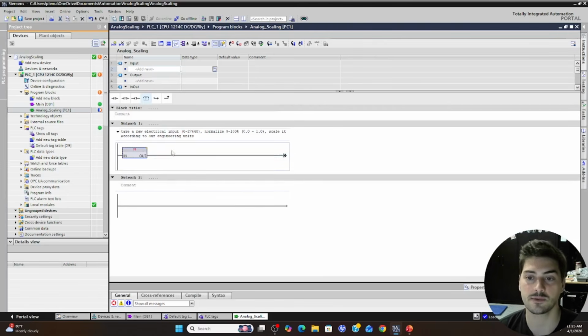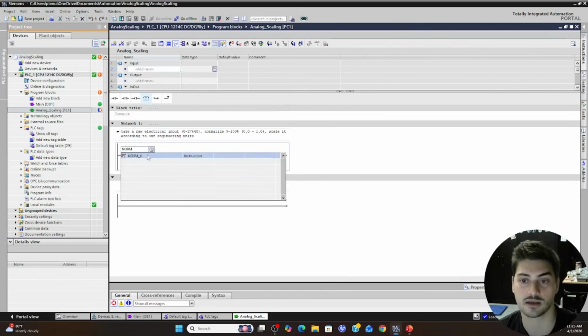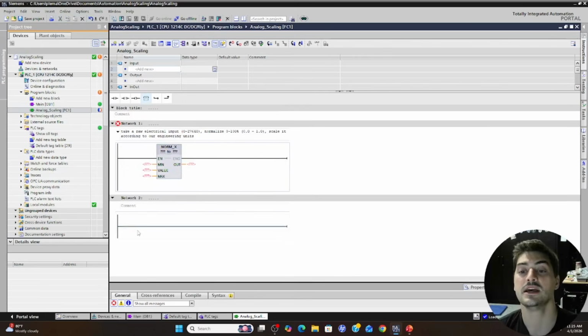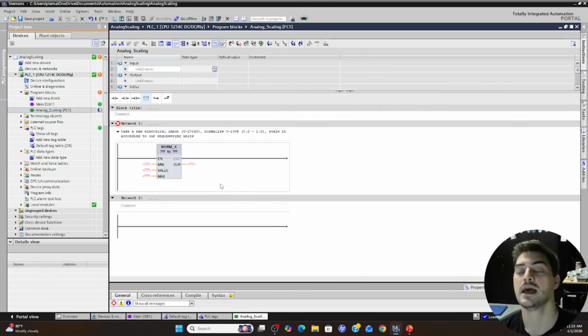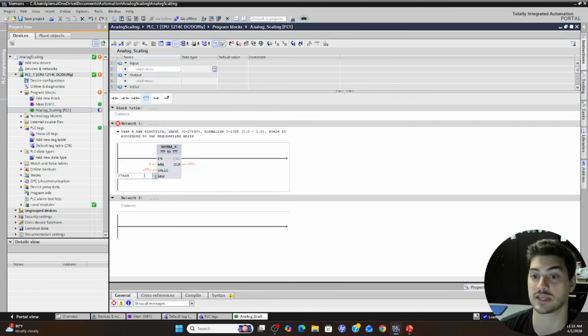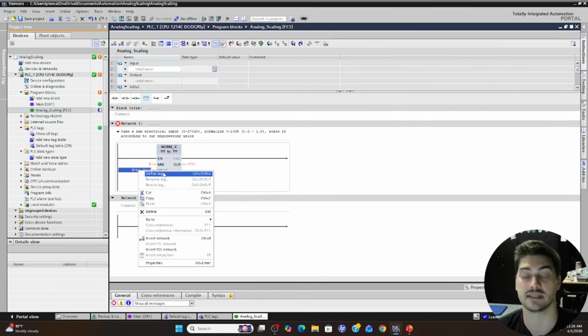So the first thing we want to do is normalize that raw value. Siemens has a block called NORM_X. You could do this in Allen Bradley with a compute or calculate block. You can do it in Siemens with a calculate block, but this is already built for you, where you basically say, what is my raw electrical minimum? It's going to be 0, and my raw electrical maximum will be 27,648. And then we'll define this raw input as an input to be passed into this function.